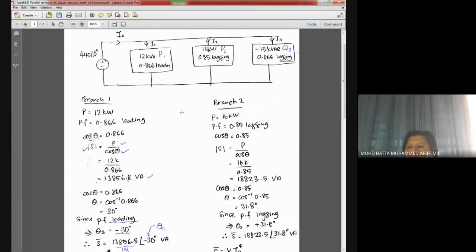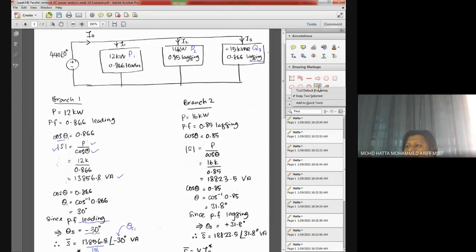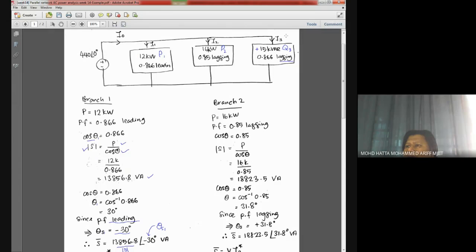For the second one, branch number two, I will apply the same method because here I have the same information. I have active power information, and also I have a power factor. However, here the power factor is a lagging power factor. So for lagging power factor, we need to bear in mind that the angle of our complex power will be a positive value.